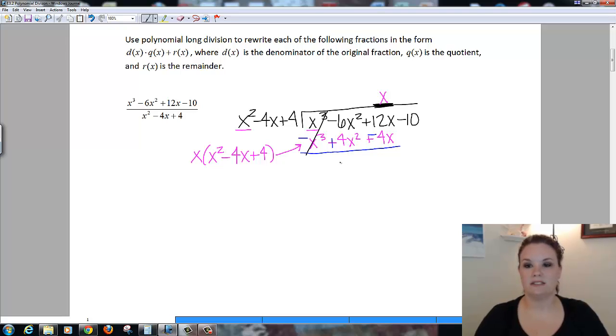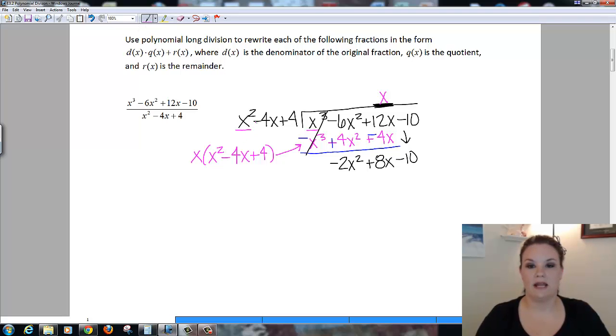Negative 6 and positive 4 leaves me with negative 2x squared. 12 minus 4 gives me positive 8x. And then I bring down the other term. Since my divisor has 3 terms, whatever I'm dividing it into needs to have at least 3 terms. Okay, and then I just start the process again.